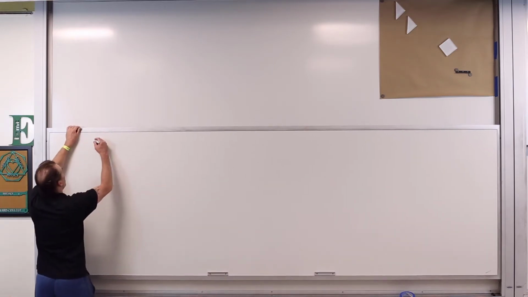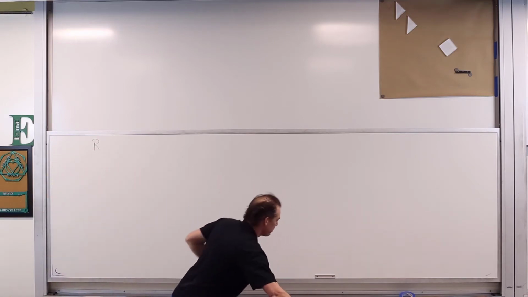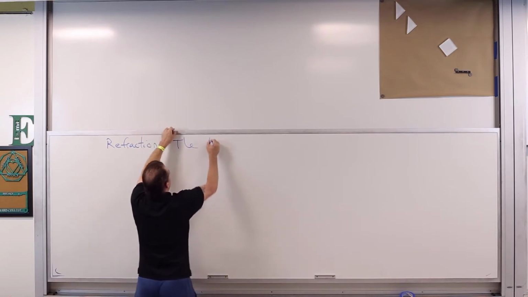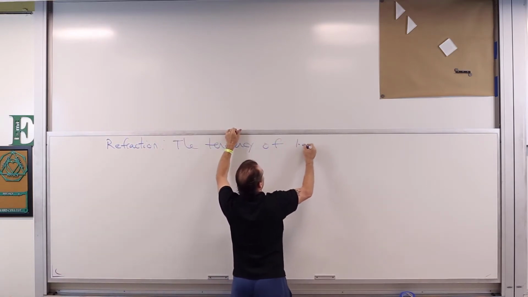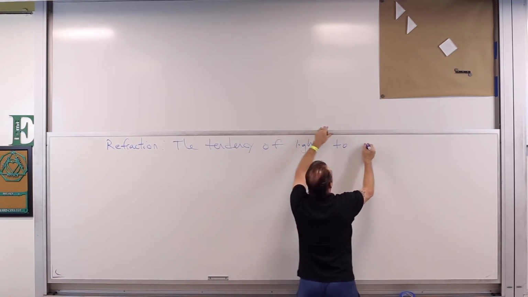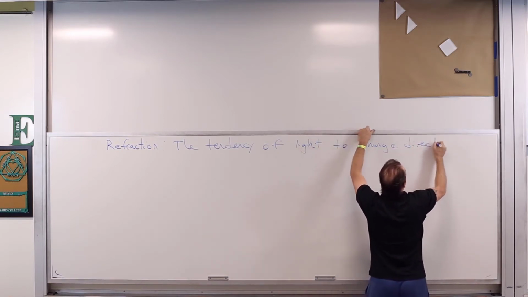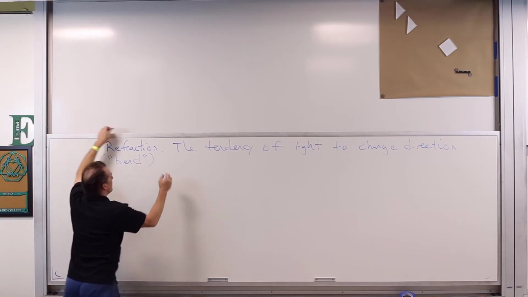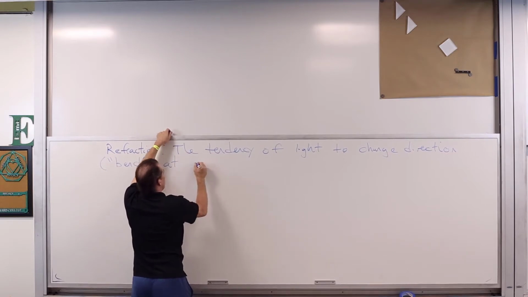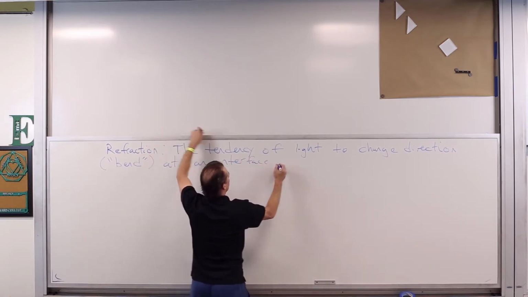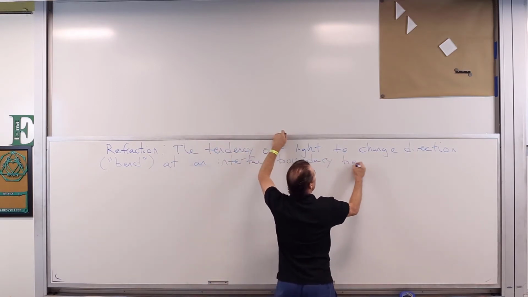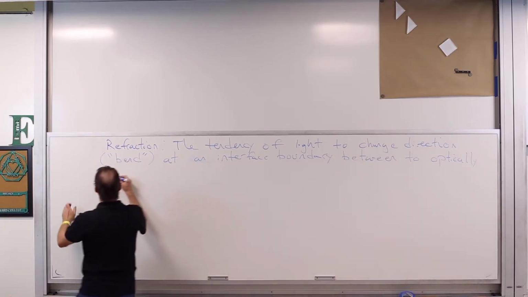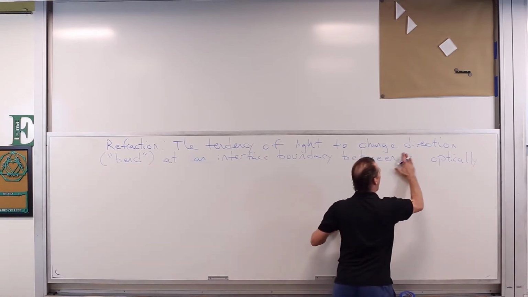Anyways, refraction: the tendency of light to change direction, and often we just say bend, at an interface boundary between two optically transparent materials.